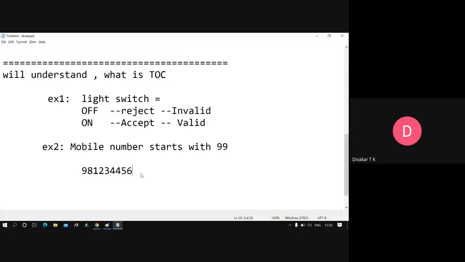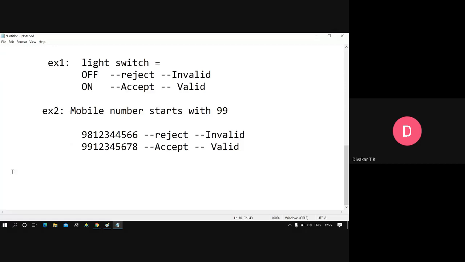One more example I will take: 9, then 1, 2, 3, 4, 5, 6, 7. Now tell me which one is valid and which one is invalid. The second one is valid and the first one is invalid. Absolutely, guys. The first one is invalid, so it will be rejected, and the second one will be accepted. So this is what TOC is: acceptance and rejection.